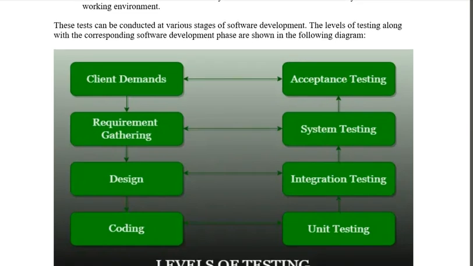These tests are conducted at various stages of the software development, and these are the testing which work in parallel: unit testing when the coding part is going on, integration testing when the design is going on, system testing when the requirement gathering phase of the SDLC model is going on, and then acceptance testing when the client demands, like what are the client's basic requirements.